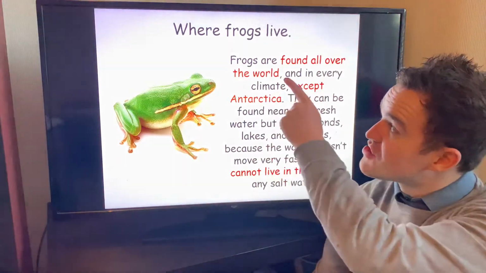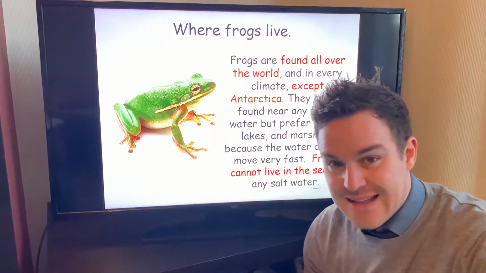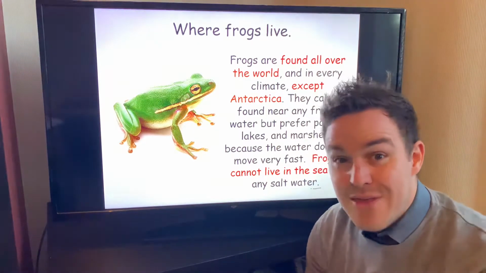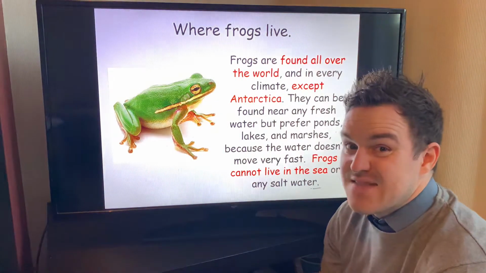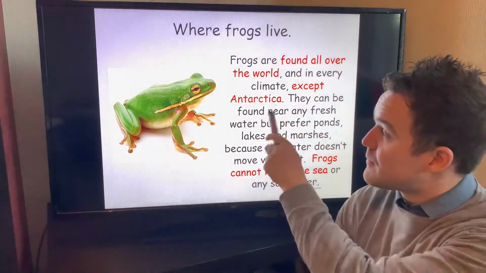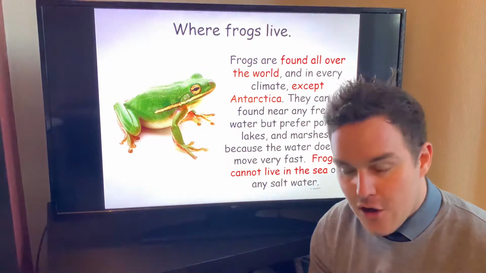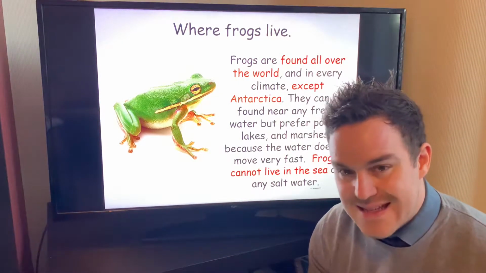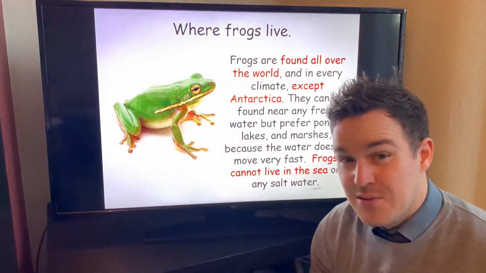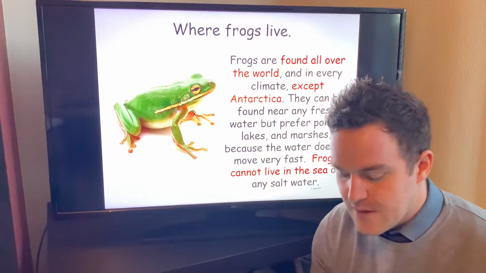Another subheading, where frogs live. Frogs are found all over the world and in every climate, so no matter what the weather's like, there'll be frogs, except Antarctica, because obviously it's very, very cold. And that's interesting because I'm going to be putting something about Antarctica up later in the week. They can be found near any fresh water, but they prefer ponds, lakes, and marshes. So frogs don't live in salty water, they don't live in the sea, they live in still water and rivers and things.